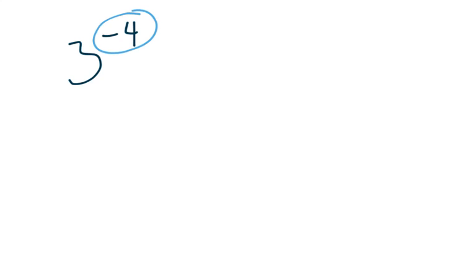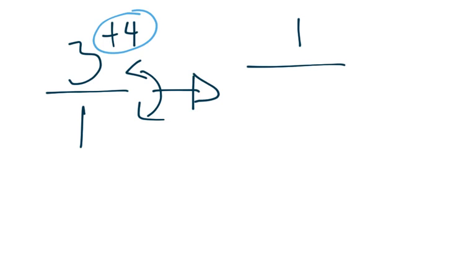This exponent does not mean that the answer is going to be negative. What it means is that we're going to flip this number over. Remember that every whole number, if you want to turn it into a fraction, it's over 1. So if we want to make this exponent positive, we flip this so it becomes 1 over 3 to the 4th.